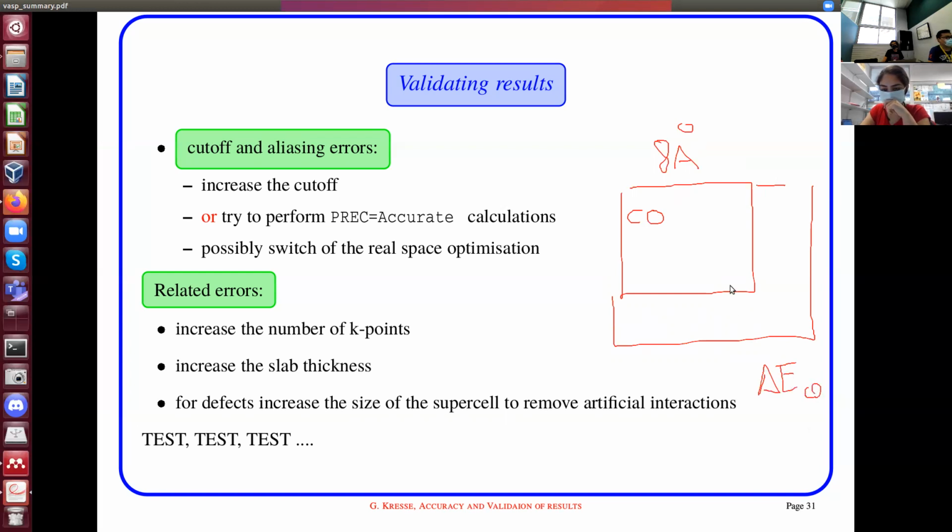And why doesn't it change anymore? Because you reach a distance that is good enough so that you have screening, so that any local effect that this CO has on the surface is already decaying after this 8 angstrom. So for the new CO here, there is no difference. This CO is not able anymore to feel the other CO, okay? And usually it's what we want to have on a surface.